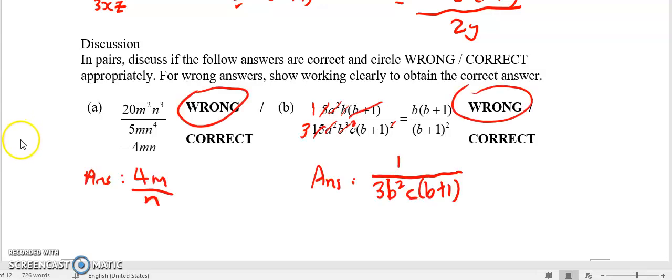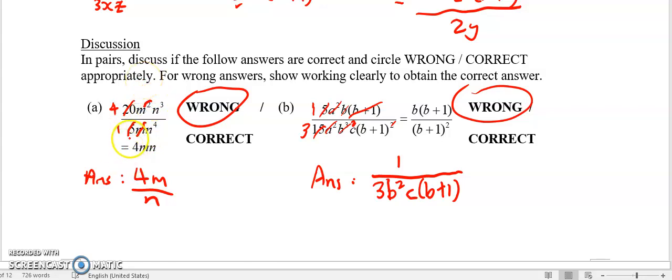Alright, for both example A, question A and B, both of the solutions provided here are wrong. Okay, for example A, between 20 and 5, we can simplify them. Alright, 20 divided by 5 is 4. 5 divided by 5, you get 1. And between m squared and m, if we cancel, m to the power of 2 will become m to the power of 1, which is m on top. And n cubed and n to the power of 4, alright, n to the power of 4 will become n to the power of 1. So for power of 1, alright, it's also a practice that we do not write the power of 1 into our answer as well. Alright, we can just write the algebra term by itself.